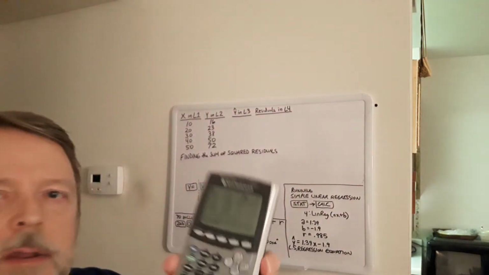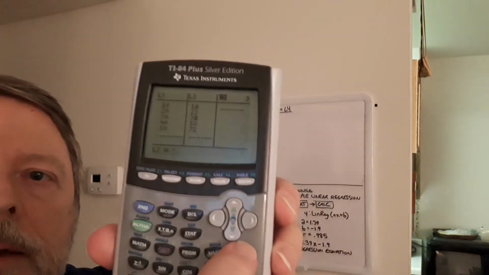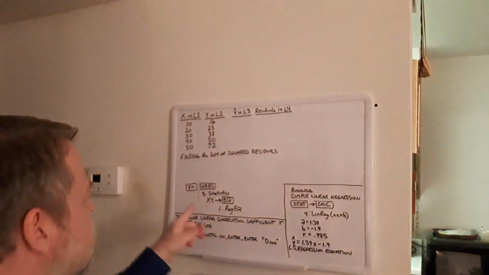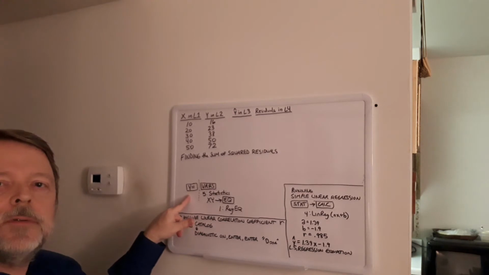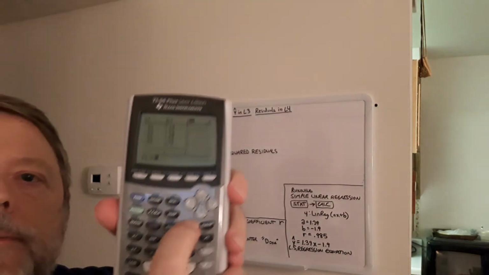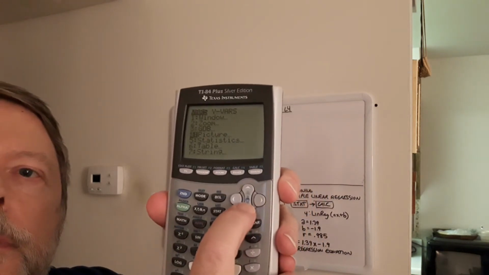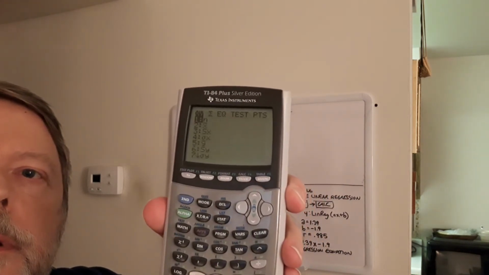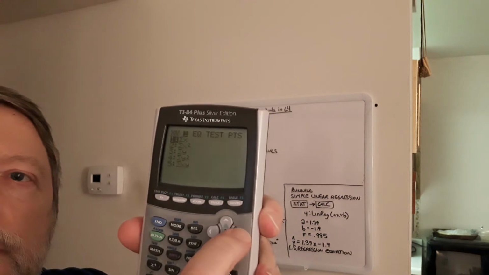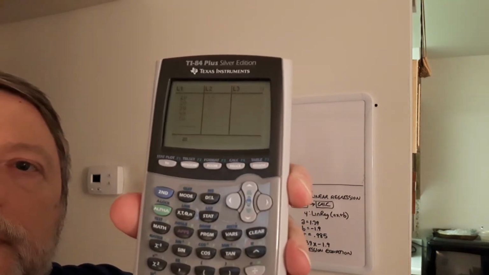Oops, I've got a minus sign there somehow. Let me clear that out. Okay. The same key sequence except for this y equals. So it's going to be vars. Then we go to number 5, then enter, over to EQ, and then enter.